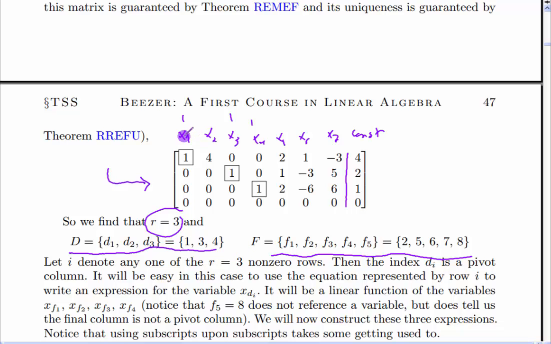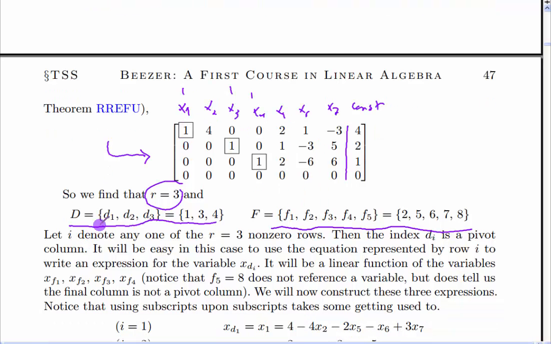We see here that x1, x3, and x4 are associated with D. So 1 was the first element of D, so we call it D1. 3 was the second element, we call it D2. 4 was the third element, D3. So we would say x1 is xD1, x2 is xD2, x3 is xD3.